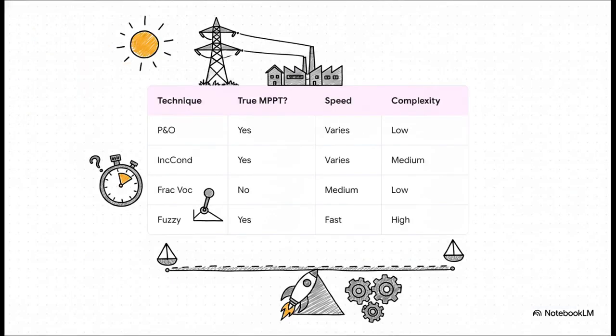Now, while Perturb and Observe is dirt cheap and super easy to implement, it's not totally perfect. Its convergence speed, how fast it finds that peak, can vary. Compare that to something like fuzzy logic control, which is lightning fast but comes with a massively high implementation complexity. Once again, we're looking at a classic trade-off between keeping things simple and going for high-speed precision.